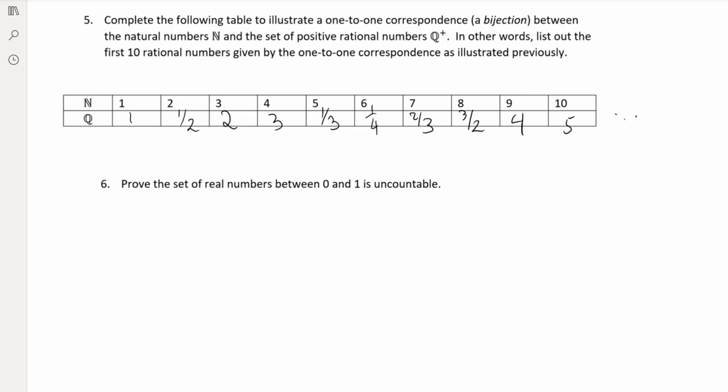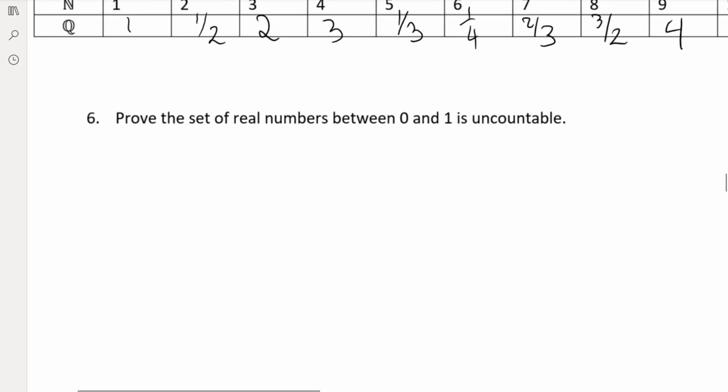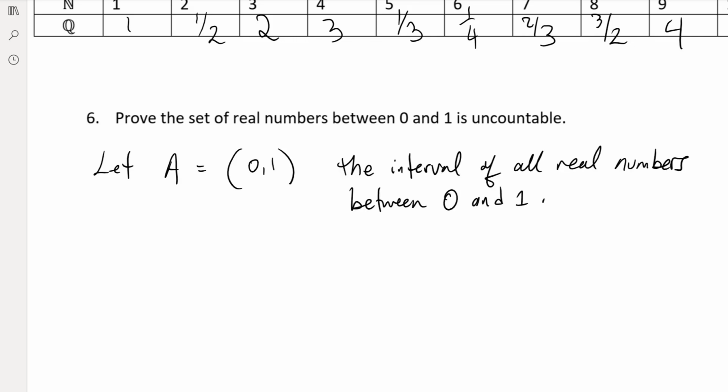And so to prove this is the case, we'll assume that the set of real numbers between 0 and 1 is countable, show that that leads to a contradiction, and therefore the opposite has to be true, it's uncountable. So I'll start off with, let's just say, let A equal this interval from 0 to 1. So A is the interval of all real numbers between 0 and 1. So open interval, that is, I'm not including 0 and I'm not including 1. I'm just including every value between 0 and 1.